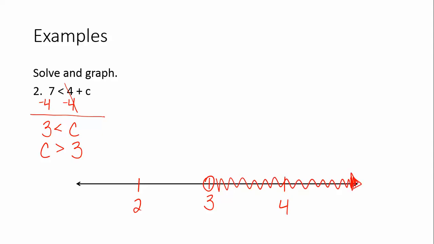And remember, with an inequality, the reason why we use the number line and the shading is because these are all of our answers. We can plug in any value that's greater than 3 and it will work in this equation. Any decimal, any fraction, any integer will work as long as it's greater than 3. And we can't possibly list all of those answers, so that's why we use the number line with the shading.